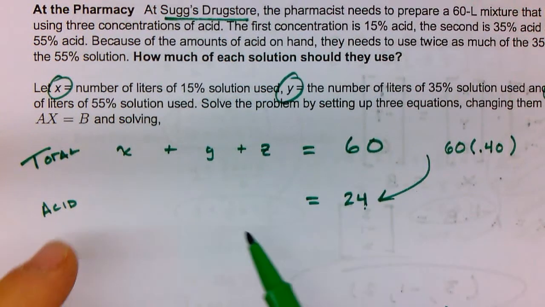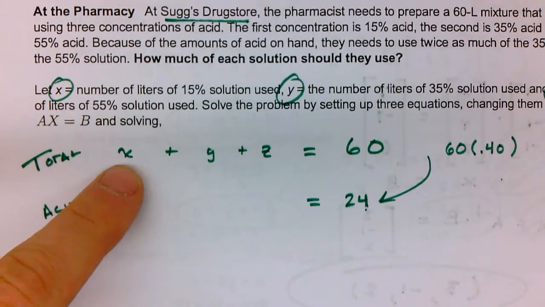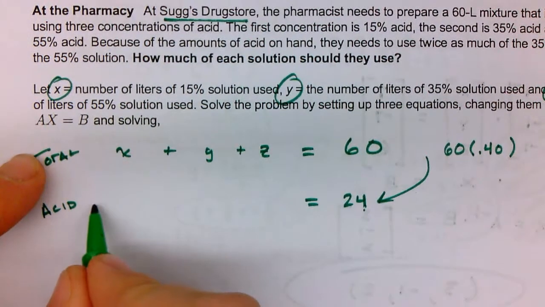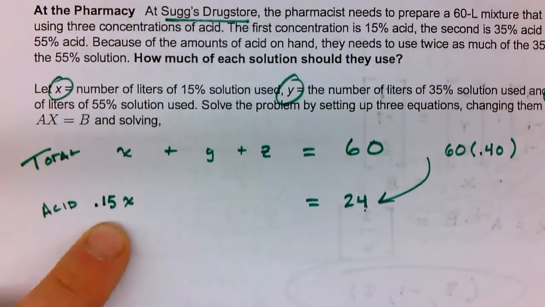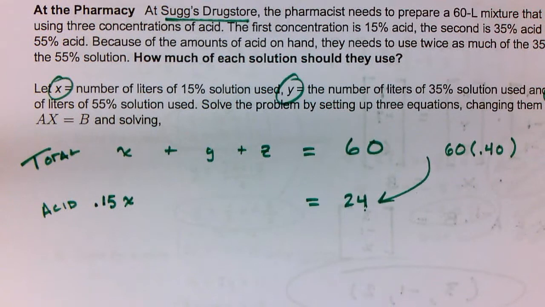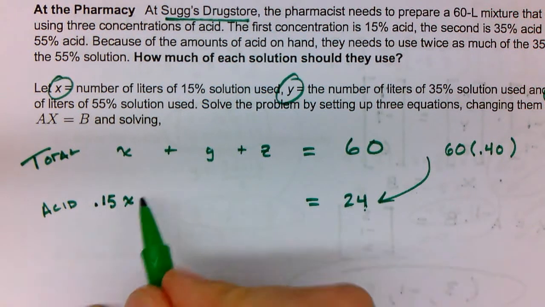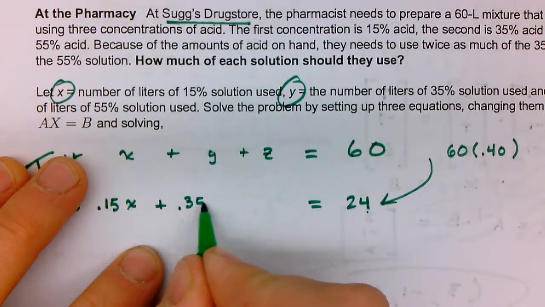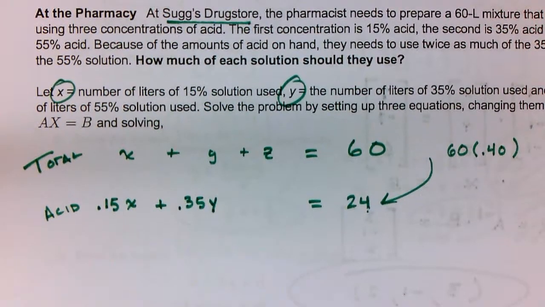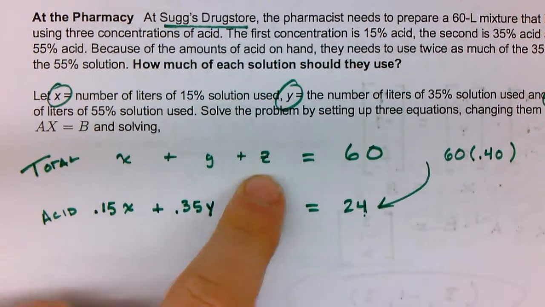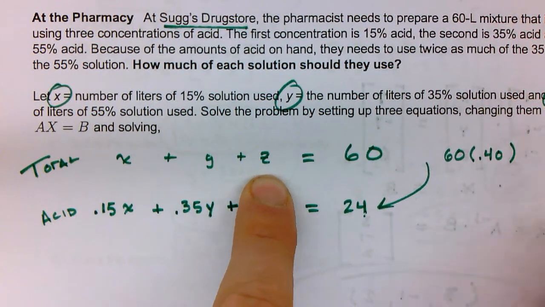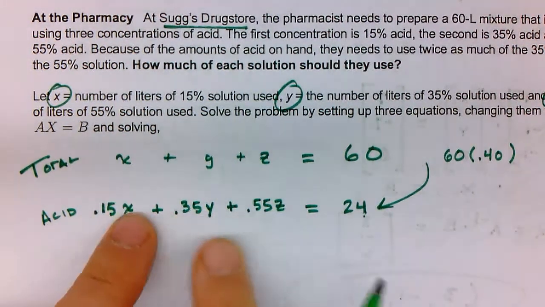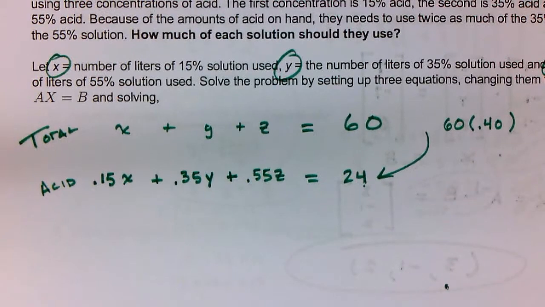Now, if you want to know how much that is based on X, Y, and Z, you can say, well, you've got X liters of the 15% solution, so 15% of X will tell you how much acid is there. Plus, you've got Y liters of the 35% solution, so 35% times Y liters will tell you how much you've got right there. And finally, Z is the 55% solution, so 55% of Z. You add up that acid, that acid, that acid, you get this acid. Okay? So there's your second equation.